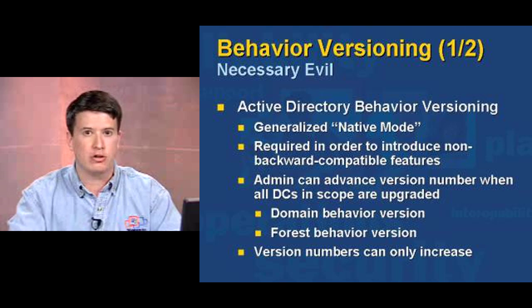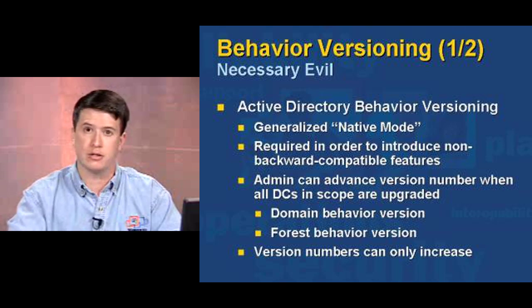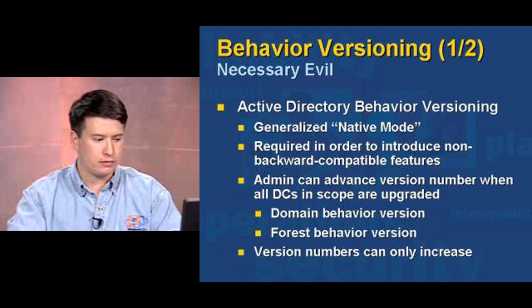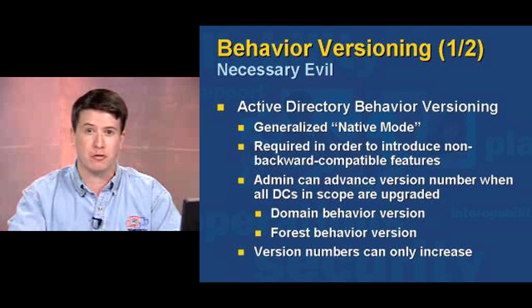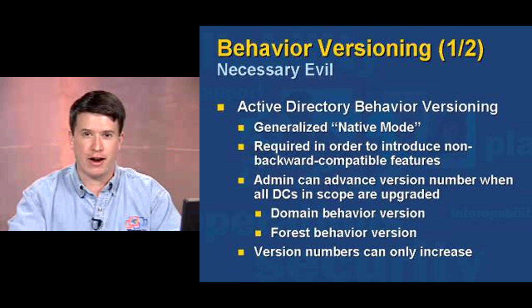Exactly the same thing as you did for native mode in Windows 2000. For the forest behavior version, you'll have to upgrade all of the domain controllers in the forest to Whistler before you'll be able to advance to the Whistler forest version. Again, similar to native mode, there's no going back. Version numbers can only increase. And we're putting the interlocks in the system necessary to make sure that that never happens. So don't even think about trying to do an authoritative restore on these particular attributes.